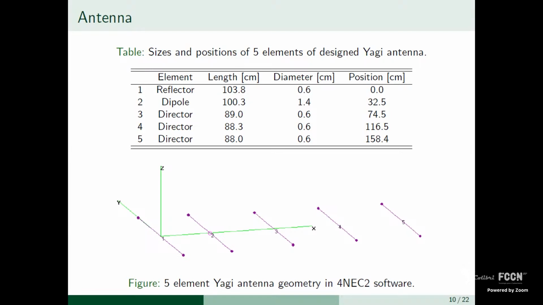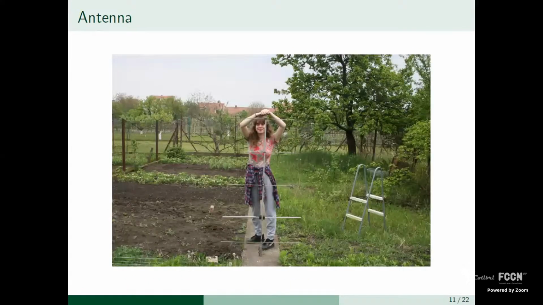But what is happening here? Directors are shorter than the dipole, and they support radiation in the forward direction, so this way. And a reflector, which is longer than the dipole, is basically blocking the signal from the back. So you shouldn't be disturbed by other signals you don't want to detect. This is the antenna. Here you can imagine how big it is in comparison to me.